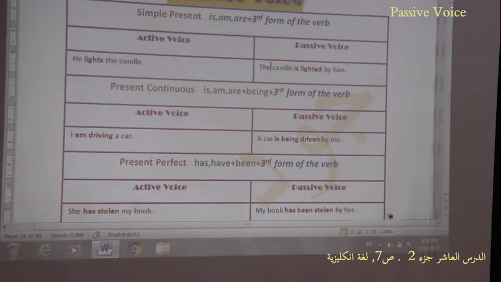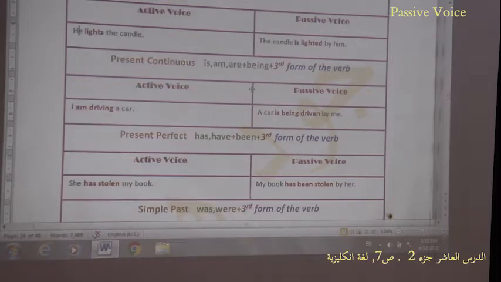Now think about the form above of a present simple passive. So candle is singular, so we use the verb to be is plus the third form of the verb in the introductory sentence. So the candle is lighted, and here the subject pronoun is changed into an object pronoun preceded by the word by. So by, the preposition by. So he lights the candle becomes the candle is lighted by him. This is an example in present simple passive.